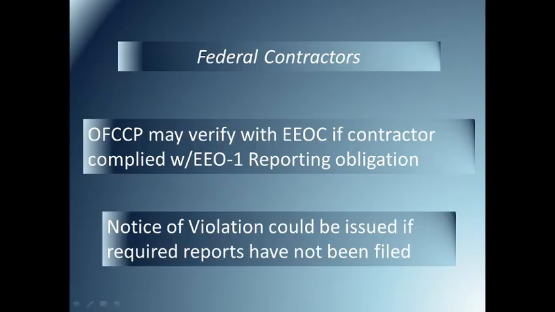For federal contractors, the EEO-1 reporting results can be reviewed during a compliance evaluation. The OFCCP may verify that the number of employees in the affirmative action plan under review is similar to the EEO-1 report filed. A notice of violation could be issued if the required reports have not been filed.